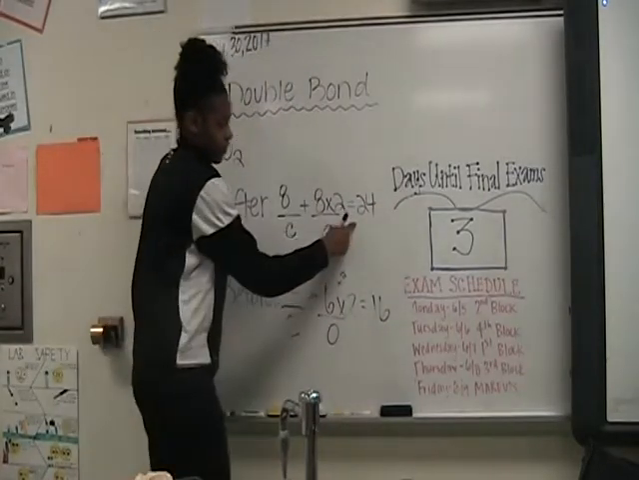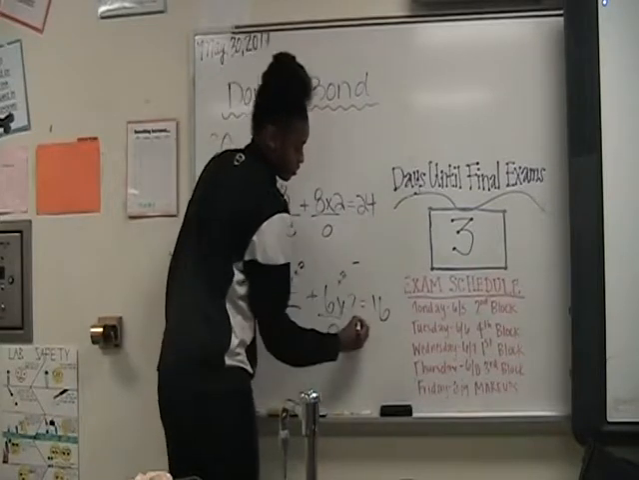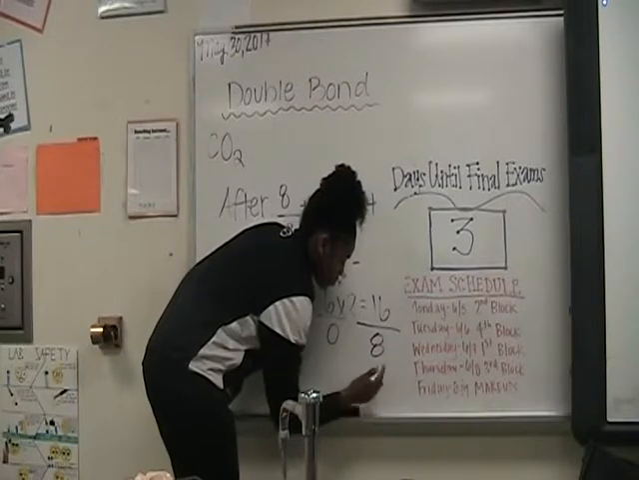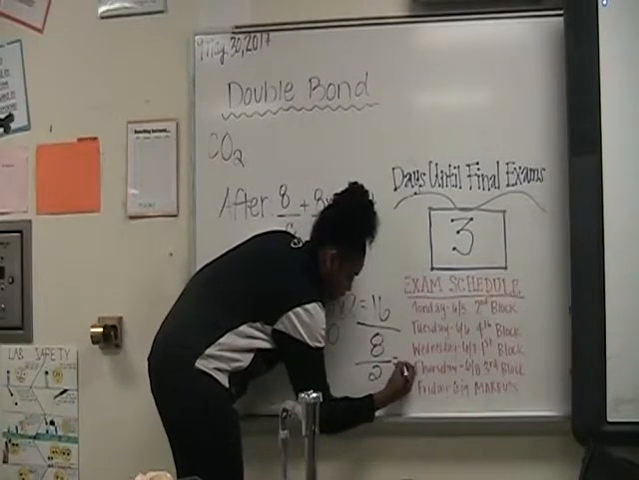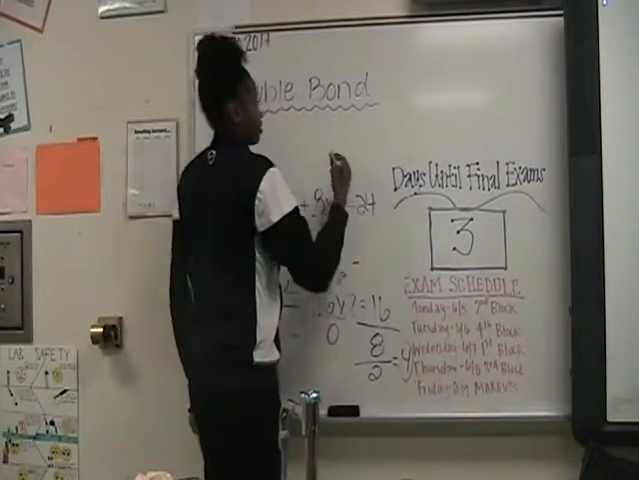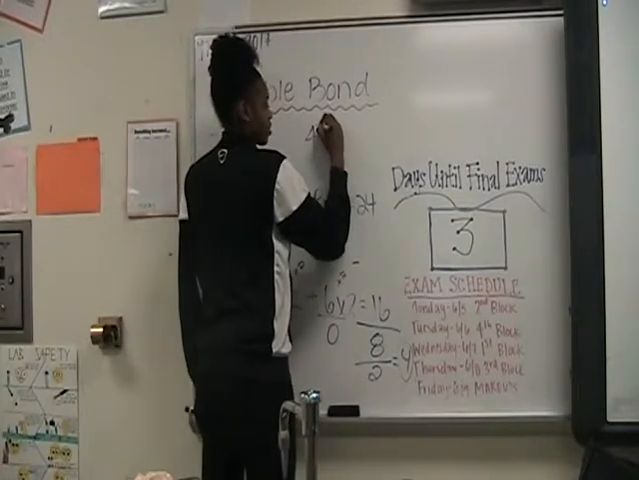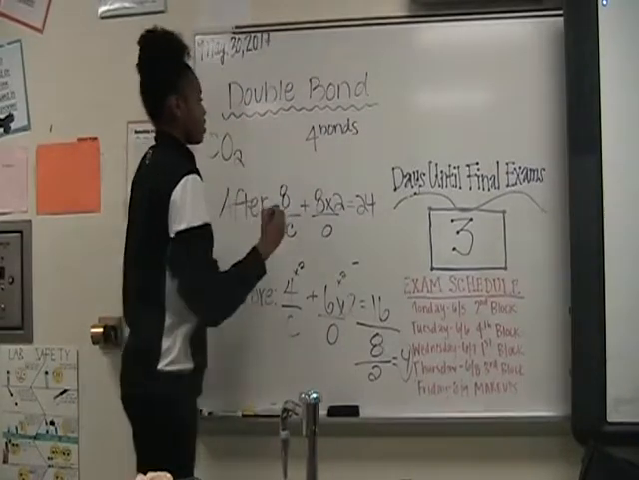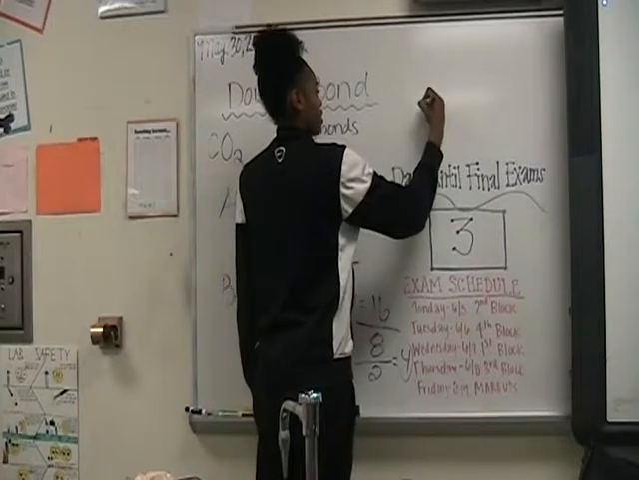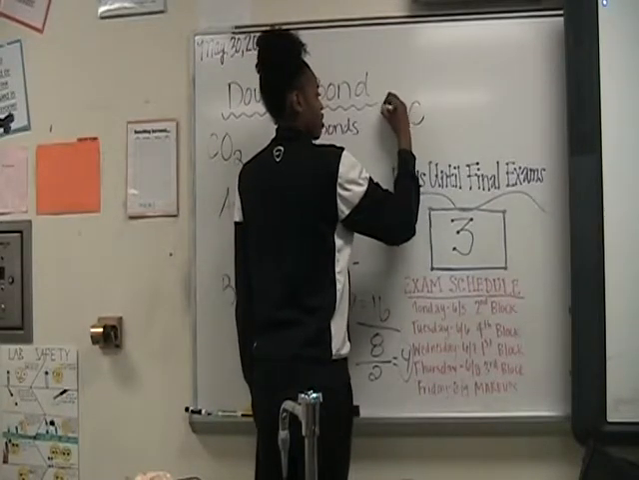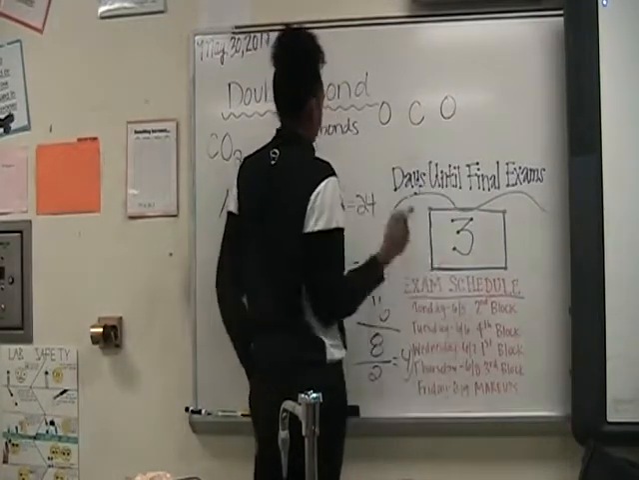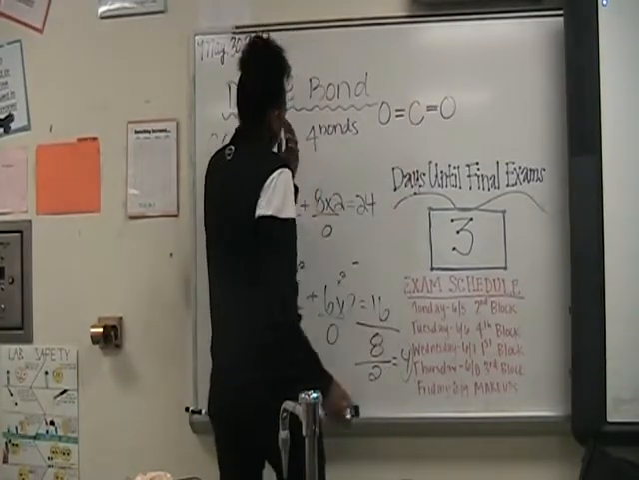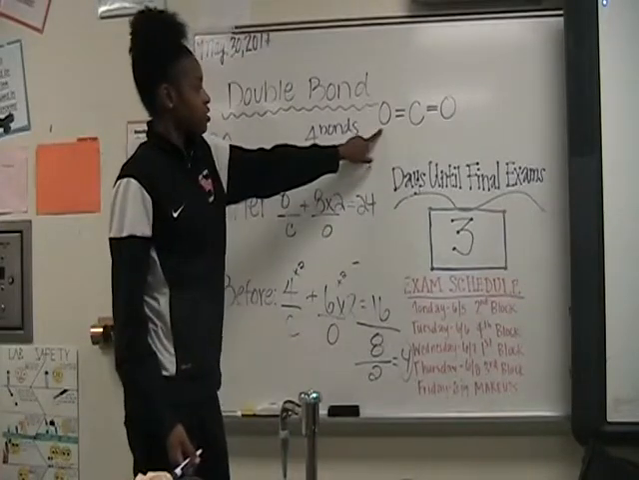Now you do 24 minus 16, and you get 8. Then you divide by 2, and you get 4. So 4 tells you how many bonds. And you draw this by putting carbon in the middle, 2 oxygens on each side. You got 4 bonds. So you put 2 on each side. Each bond represents 2 electrons.